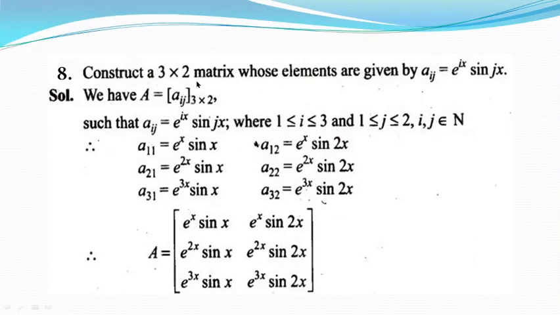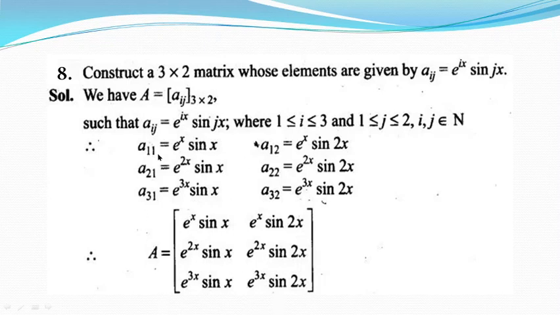8th, construct a 3 by 2 matrix whose elements are given by Aij equal to e raised to the power ix sin jx. This is also very simple. We have to construct a 3 by 2 matrix, so 3 rows and 2 columns.